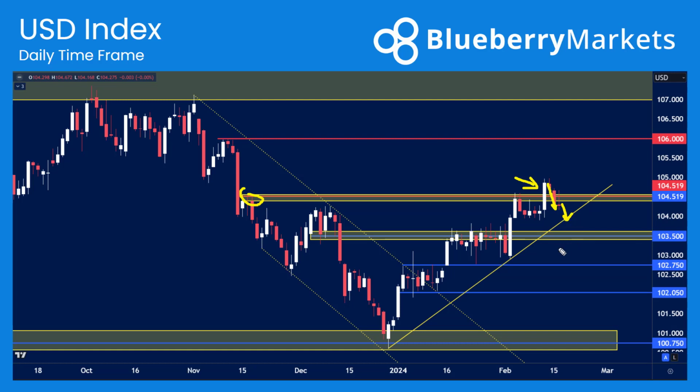We could see either a drop towards this trend line support and towards the 104s if it breaks that down to the 103.50s. But if it doesn't and we actually break through this area here and close back above 104.50, then I still think the 106s could be something to look for in terms of targets on the US dollar index.